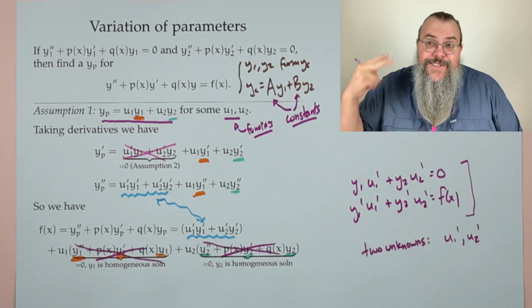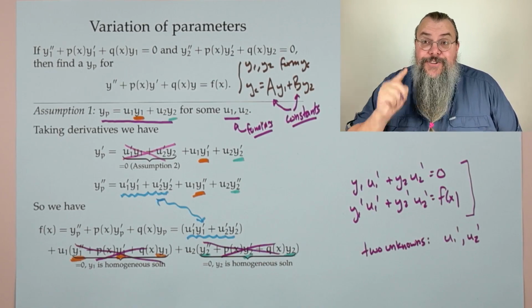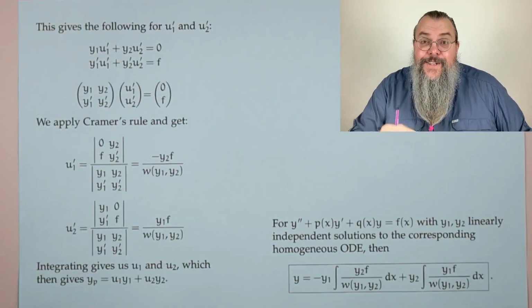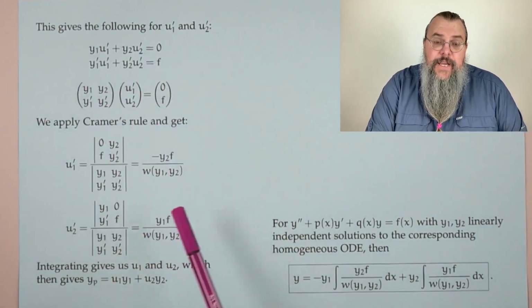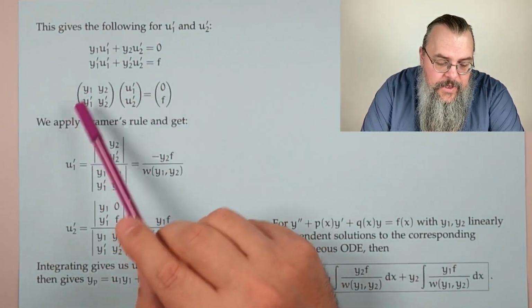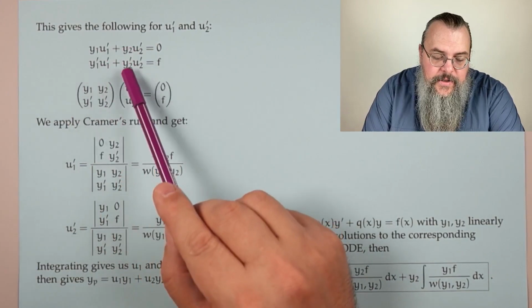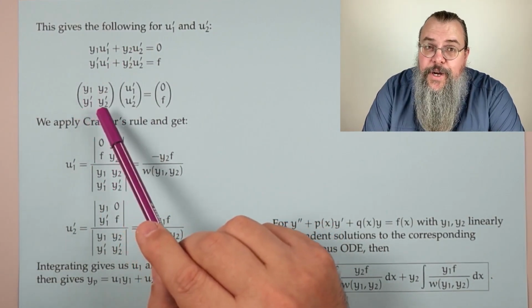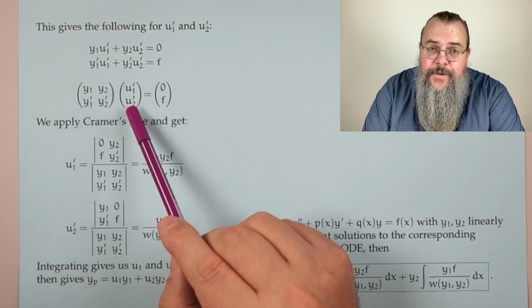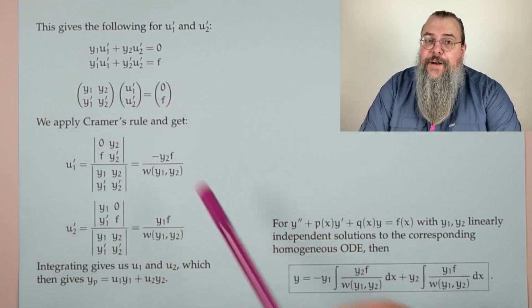But two equations, two unknowns, we have a real chance. So writing it down again, here are two equations. In matrix form, we can say our coefficients are these functions for y and their derivatives, y1, y2, y1 prime, y2 prime. And then our unknowns, u1 prime, u2 prime, and 0, f.